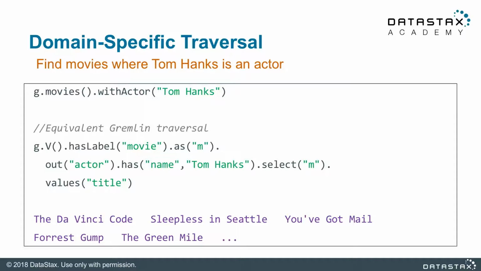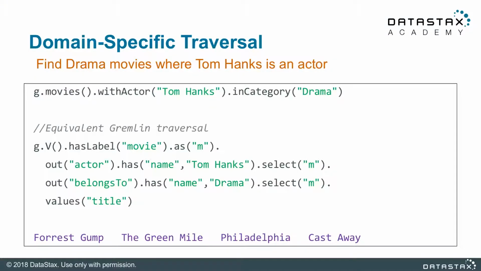As you can see with these two traversals, it's much easier to say and read movies with actor Tom Hanks by using a DSL. On this next example, what we're saying here is that we would like to find movies with actor Tom Hanks that are in the drama category. By using a DSL, as you can see, this first version communicates pretty well what the traversal is doing. The subsequent Gremlin traversal on this slide shows you how to write the full query.